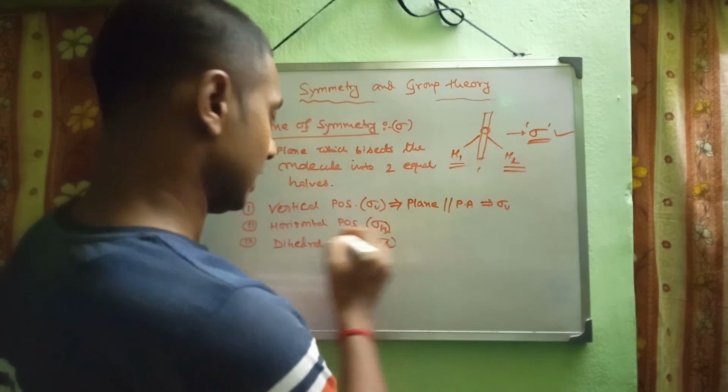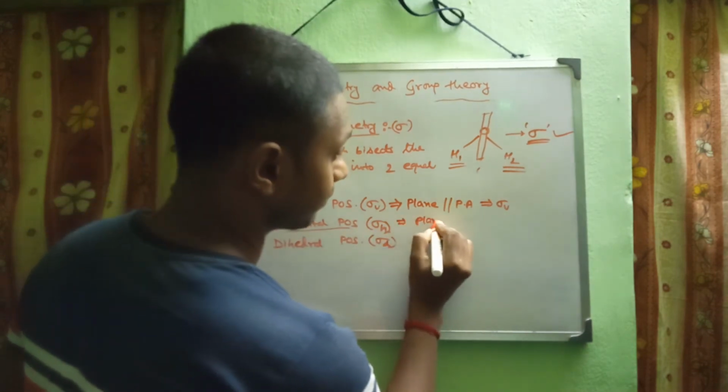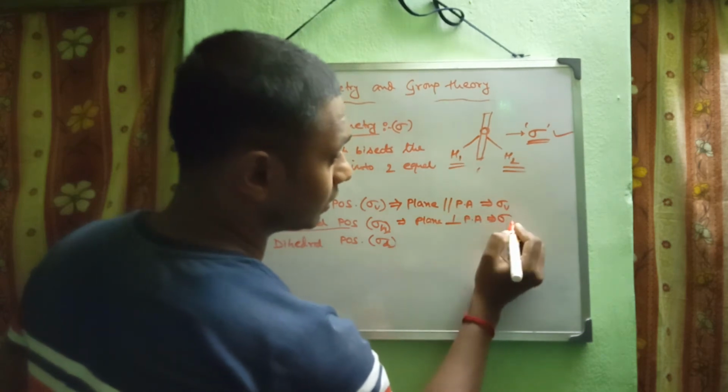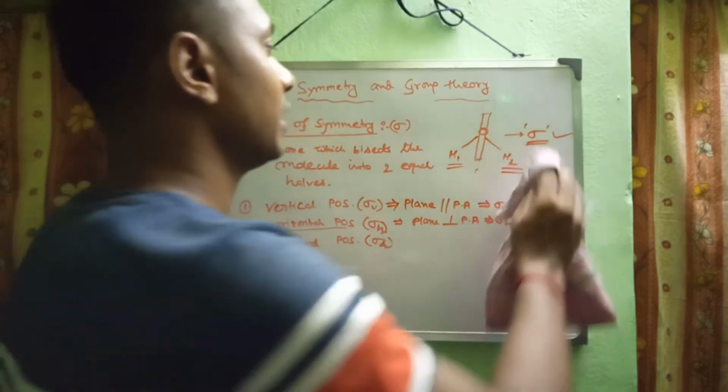Okay? And what is horizontal plane of symmetry? If the plane is perpendicular to the principal axis of symmetry, it is called sigma H. Okay? Now let's take an example of BF3 molecule.